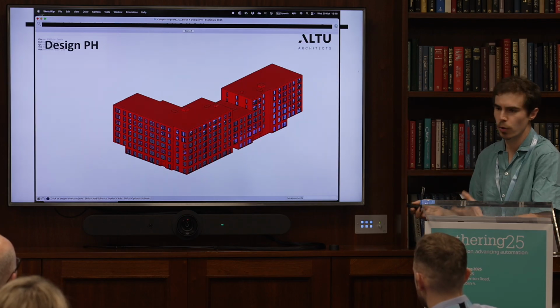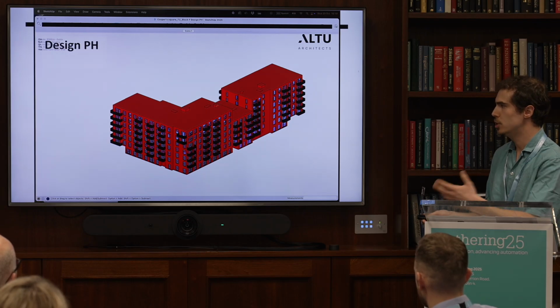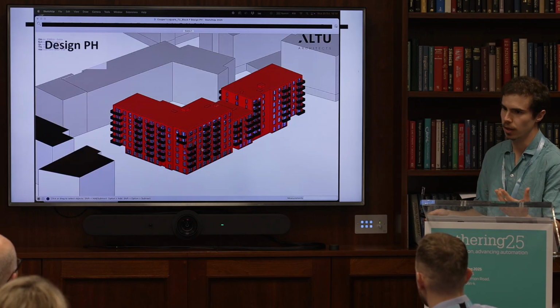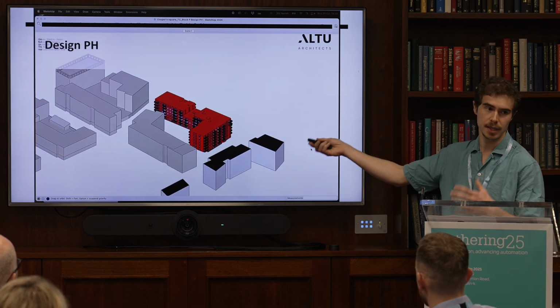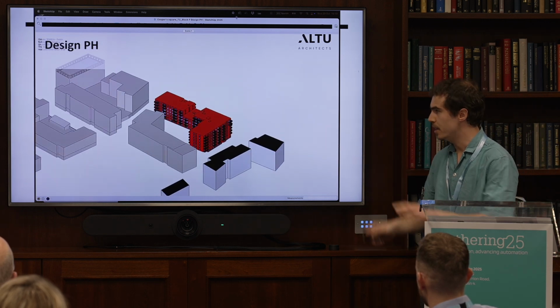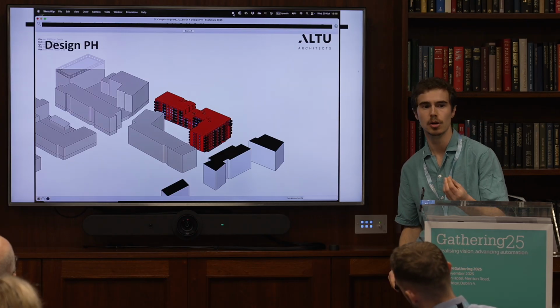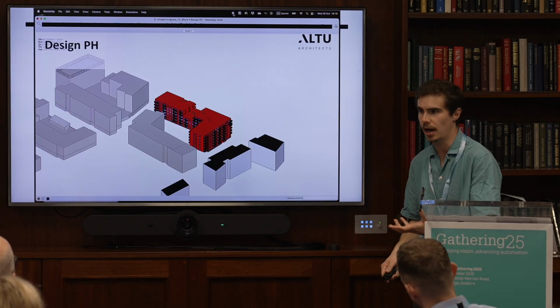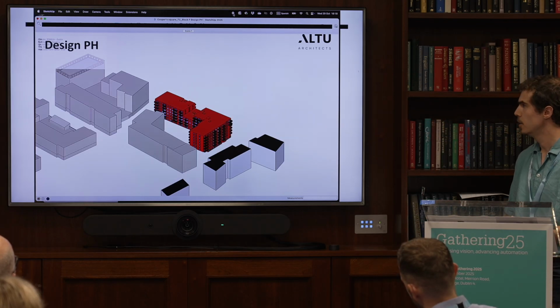Same with the windows. Windows will have different types of glazing, so windows on south or west elevations will have low G value glazing to limit solar gains. We'll be assigning all of that in this model here. And then finally, we will create the context of the building that is going to affect the shading and the solar gains that go into our building.